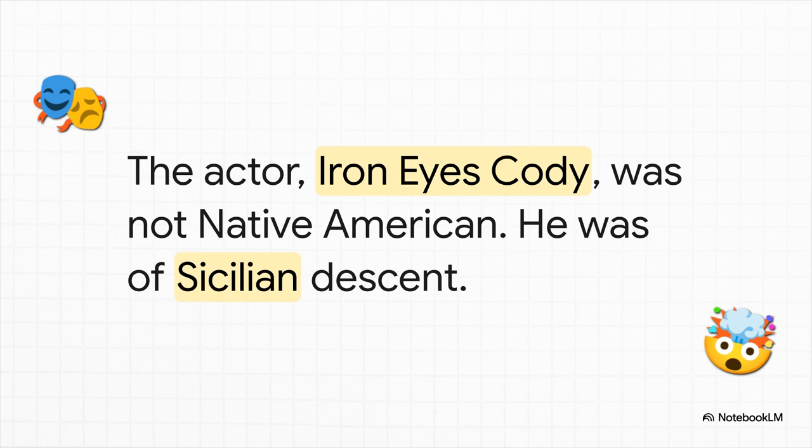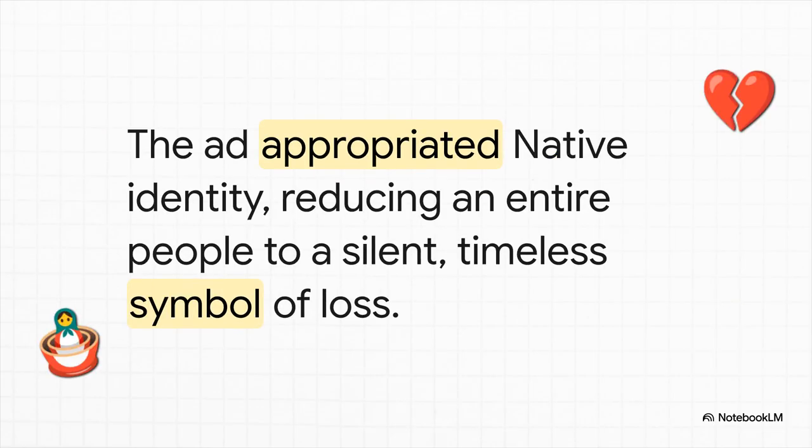His name was Iron Eyes Cody, and he was actually an actor of Sicilian descent who had pretty much built his entire career playing Native American roles. And this is just a brilliant illustration of a different kind of othering. Instead of being a threat, this ad turned an entire group of people into a symbol. It basically borrowed a culture's identity to serve an outside story about environmentalism while completely ignoring the real, present-day issues and voices of Native American communities.